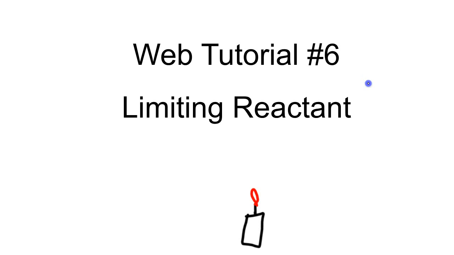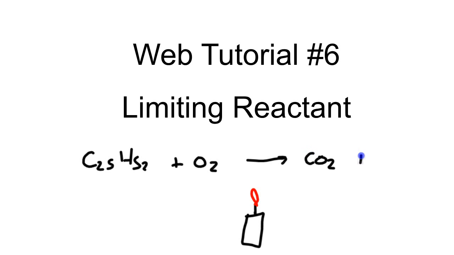So we have paraffin, which is C25H52. That's going to burn in the presence of oxygen, and as combustion reactions always do with a hydrocarbon, they produce carbon dioxide and water. So our two reactants in this case are paraffin, the candle, and oxygen, our fuel source for our flame.